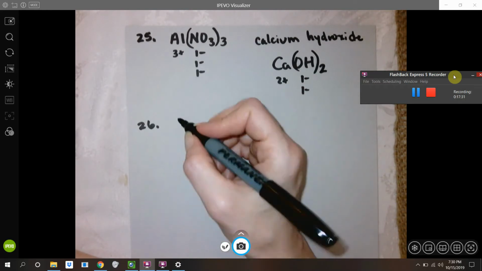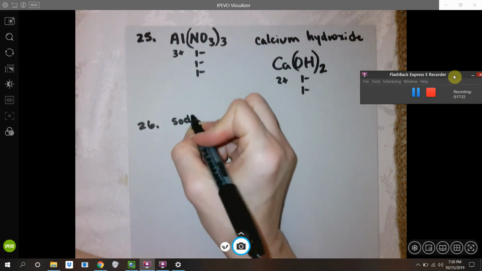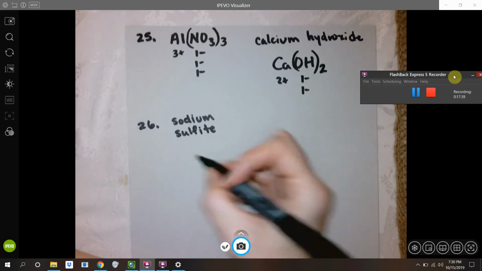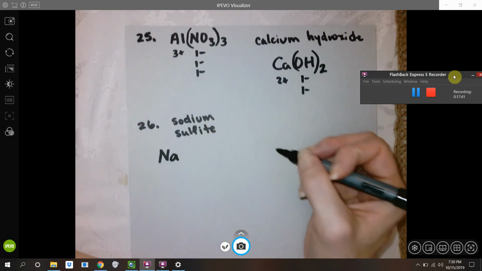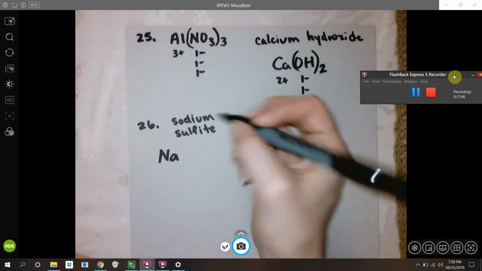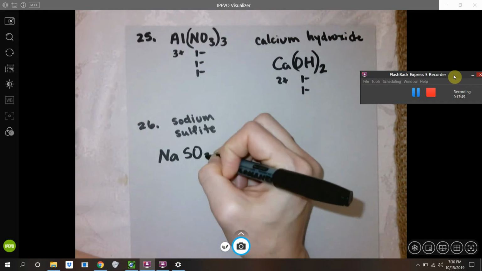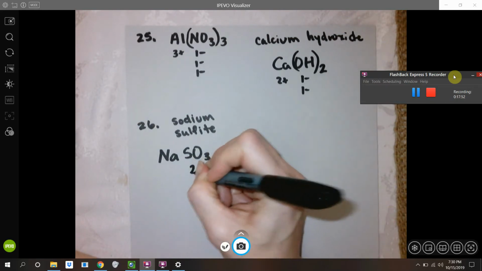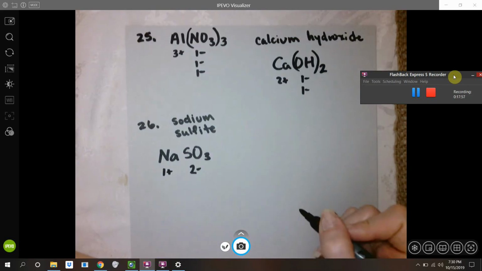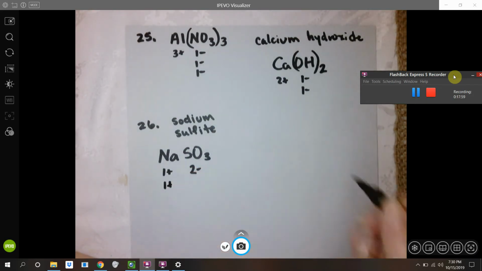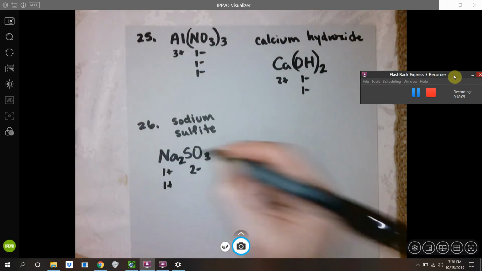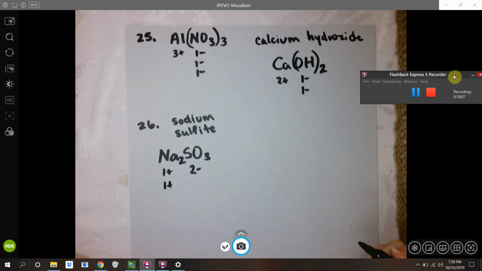Chemical formulas for sodium sulfite, ITE. Sodium is Na. Sulfate is SO4, so we can figure out that sulfite is SO3. This is a 2 minus. It'll say it on your list. Na is 1 plus because it's in group 1. And we'll need 2 of those to balance out the negative 2 charge there. So Na2SO3 becomes our formula.